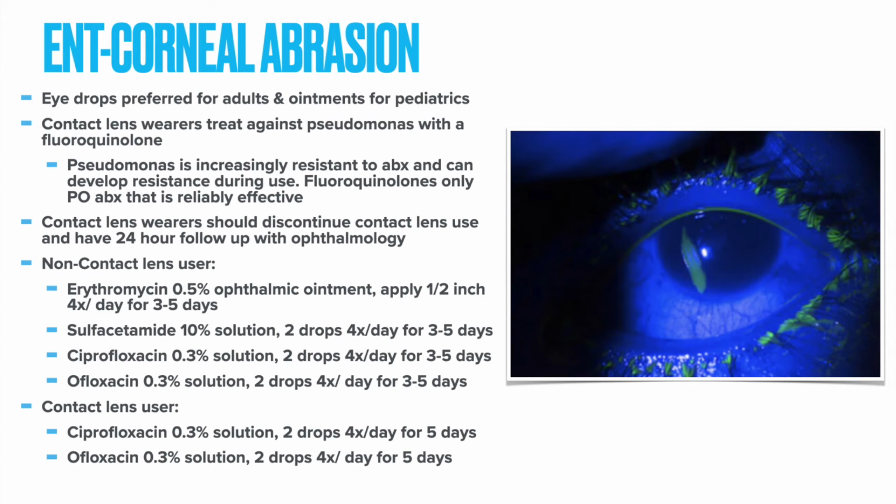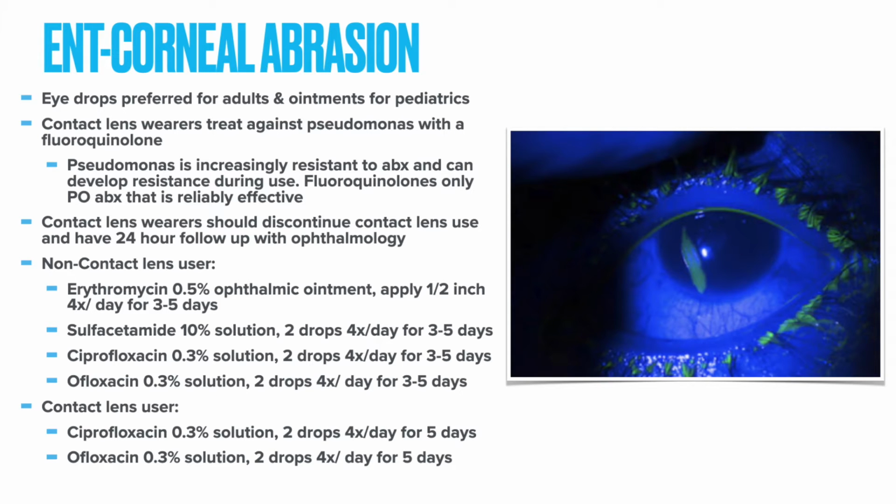So a corneal abrasion is a superficial scratch of the cornea, and it can occur from things like dust, dirt, sand, metal particles, contact lenses, and then other objects as well. So symptoms include pain, a gritty sensation in that affected eye, redness, excessive tearing, and even blurred vision.